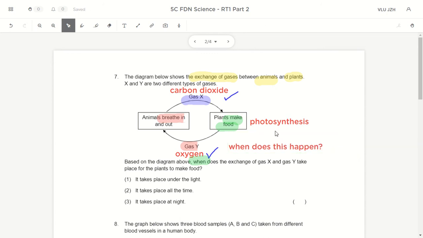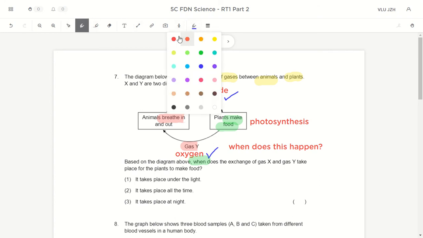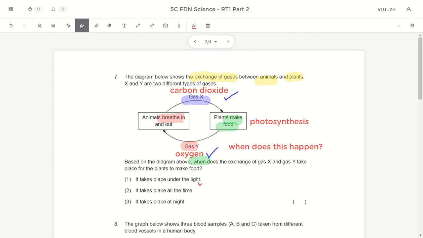In order for plants to make food, you realize that there must be light. If there's no light, the plants cannot make food, the plants cannot photosynthesize. So in order for this to happen, there must be light. So let's look at the options. It takes place under light, correct? It takes place all the time, wrong, because yes, in the day it takes place, but at night when there's no light, it doesn't take place. It takes place at night, no, because you need light to be present.